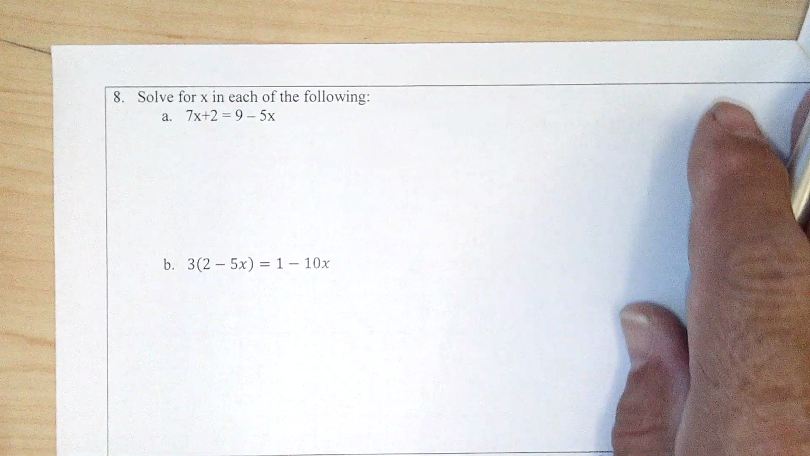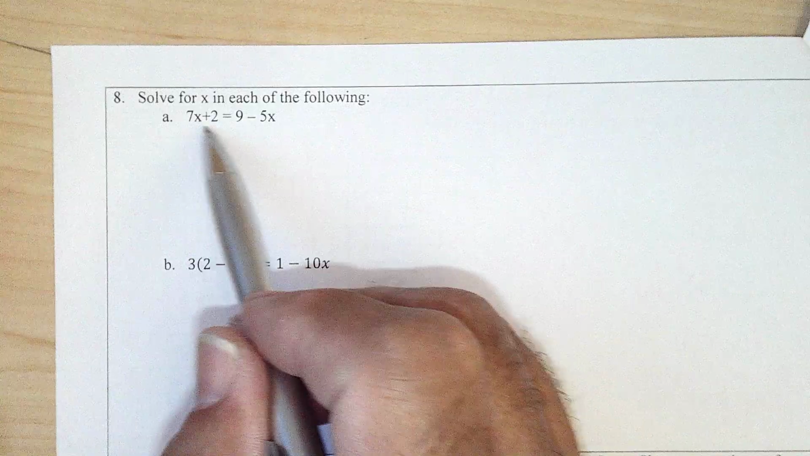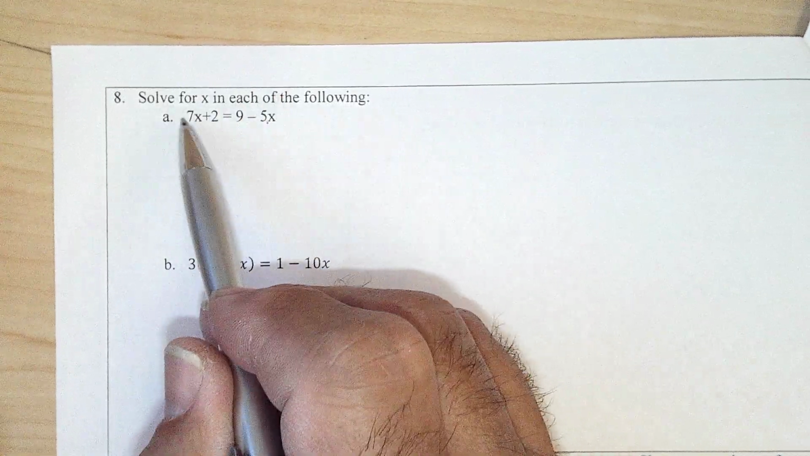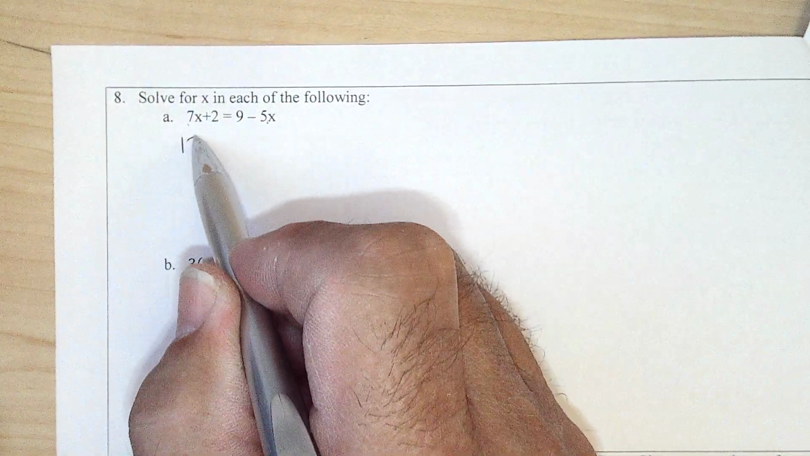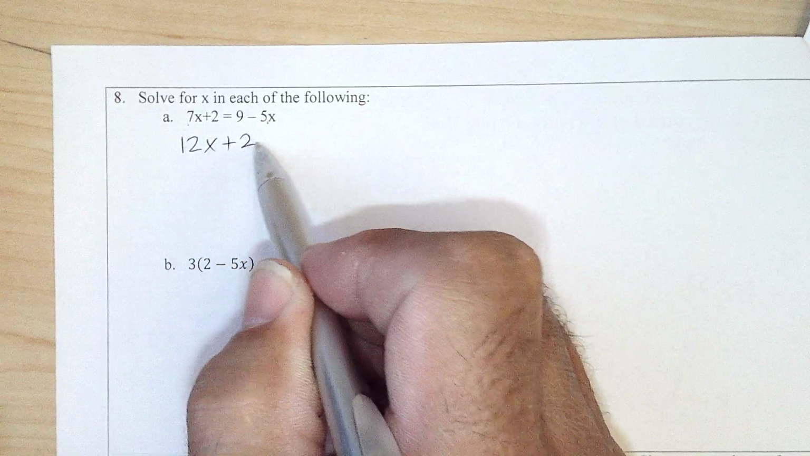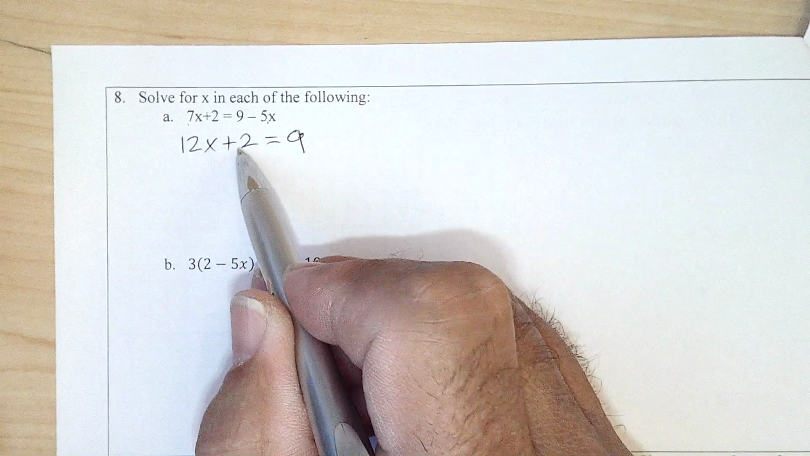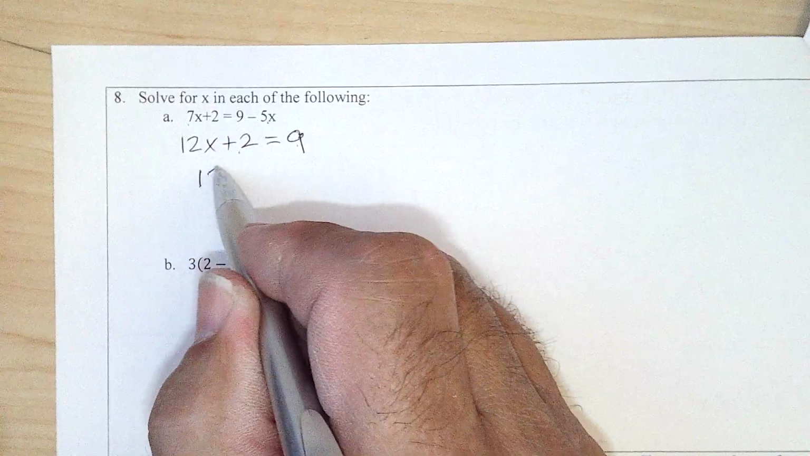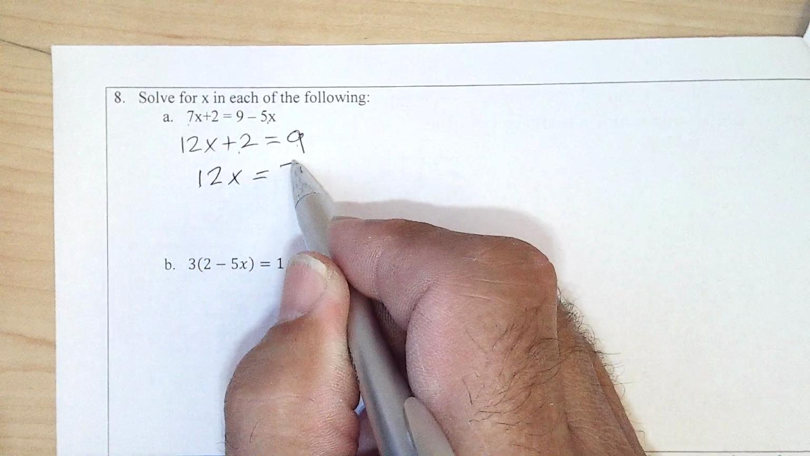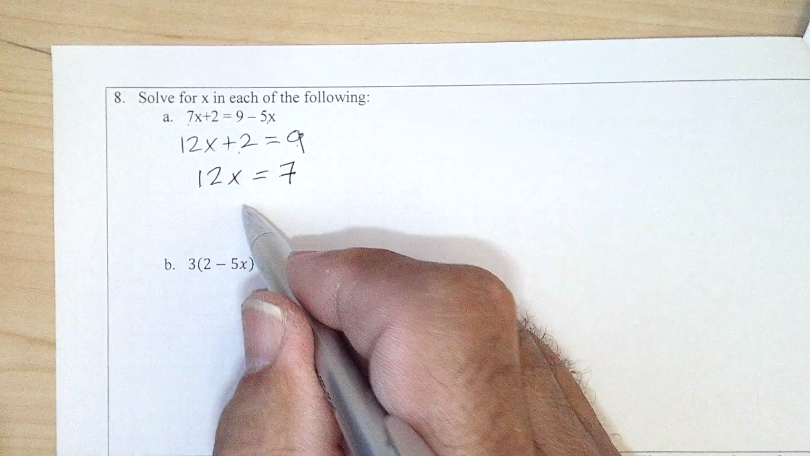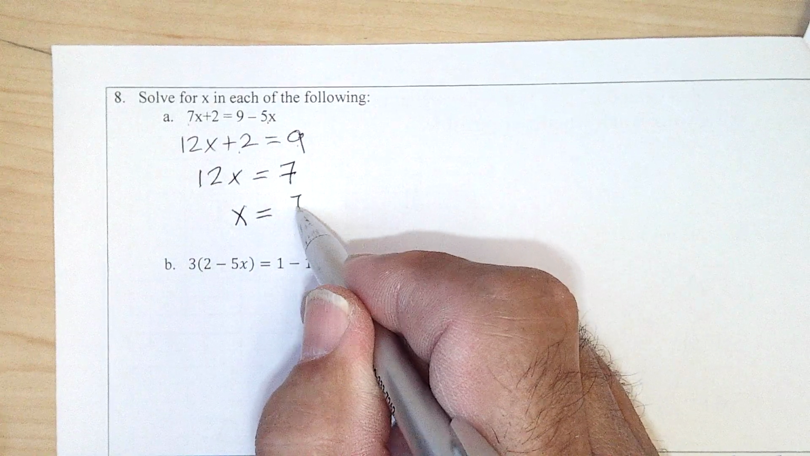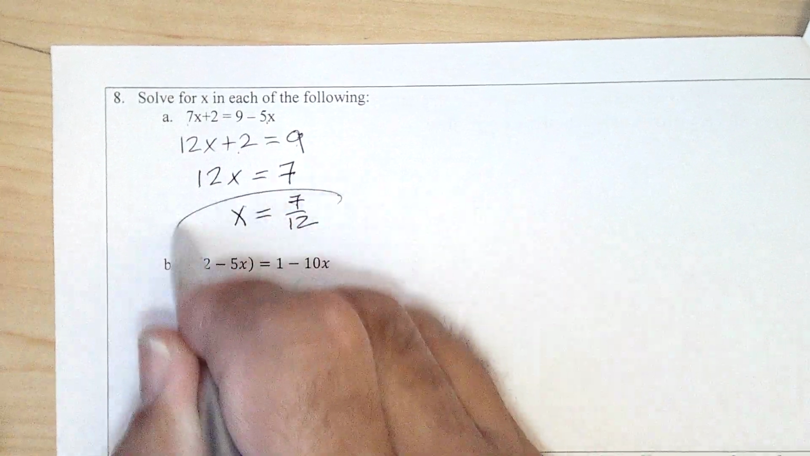8. Solve for x. So I'll add 5x to both sides, and I get 12x plus 2 equals 9. Subtract 2 from both sides. 12x equals 7. Divide by 12, and x equals 7/12.